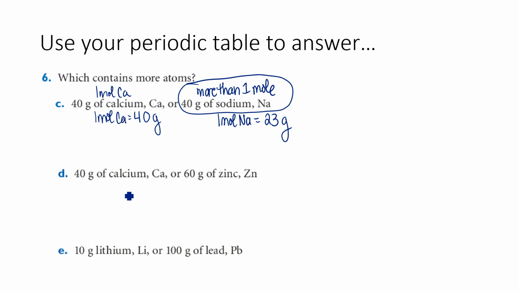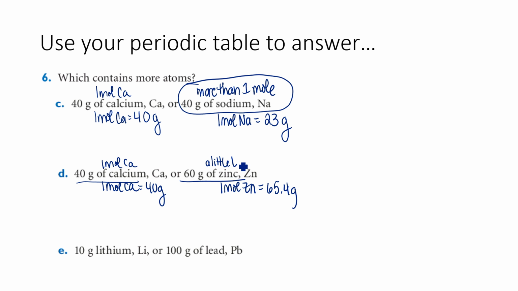Down here again, 40 grams of calcium is about 1 mole of calcium. We just talked about that one. And then 60 grams of zinc. Well, 1 mole of zinc is 65.4 grams. So you don't have a mole of zinc. You have a little bit less than a mole. So 40 grams of calcium is 1 mole of calcium, and 60 grams of zinc is a little less than 1 mole of zinc. So who's got more atoms? This one over here.